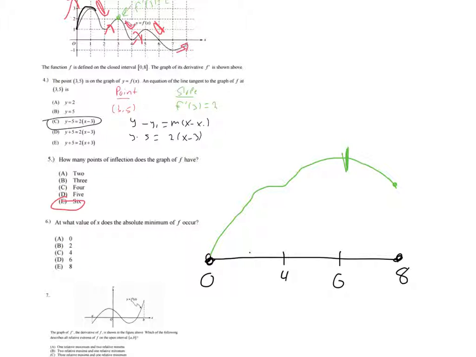So at 6, f prime changes from positive to negative. And I'm looking for the absolute minimum. No matter what the initial y value was, all of this increase and then a little bit of decrease is going to leave our absolute lowest value at 0. Because the function increases from 0 to 4, from 4 to 6, and then decreases a little bit from 6 to 8.